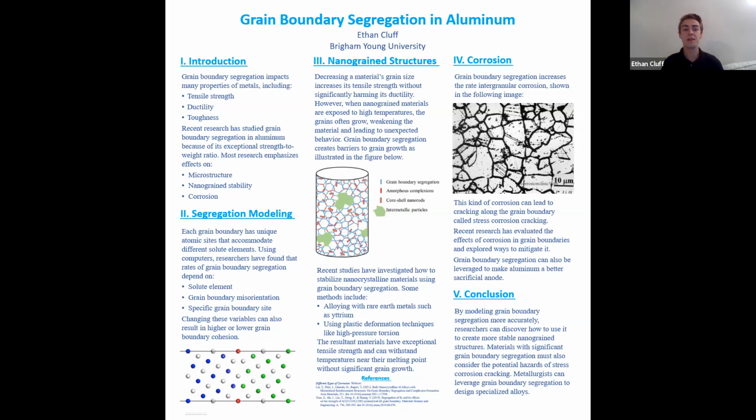In conclusion, grain boundary segregation has many effects on a material. And by figuring out how to model it more accurately using computer programming, it opens the doors for materials to have much smaller grain sizes, which has been found to increase their strength significantly, as well as to protect these materials against corrosion.